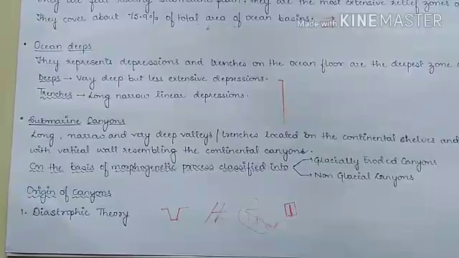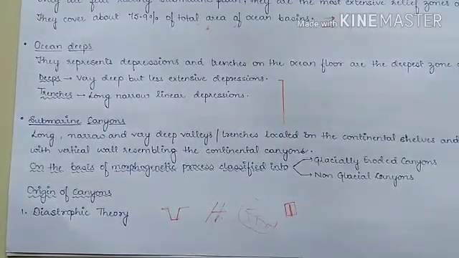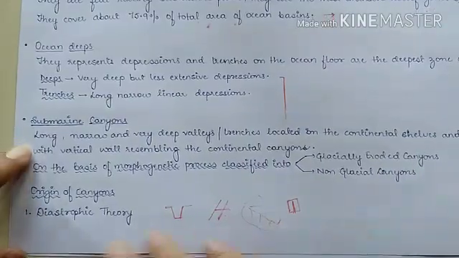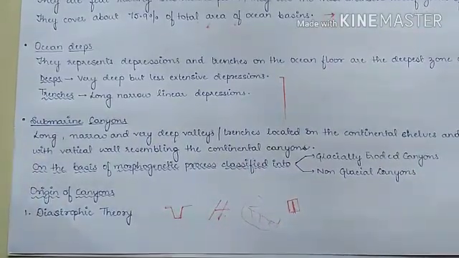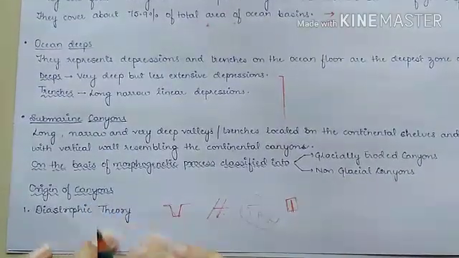This diastrophic theory can explain the formation of canyons along the Pacific coast and Mediterranean Sea, but along the Atlantic coast, such movement can't be explained. So this theory failed to explain the formation of submarine canyons on the Atlantic coast.